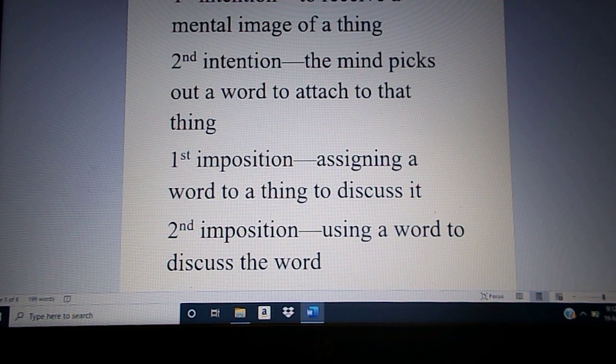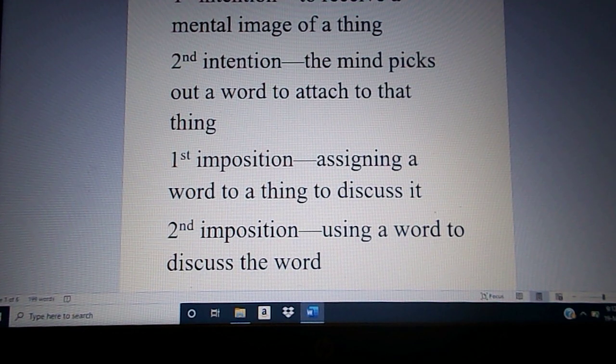Second imposition is using a word to discuss the word. So much later on, when we start thinking in terms of analyzing language itself, then we might move to a second imposition. So if I have the idea of a cat, right, my first imposition would be to assign the word cat to that furry thing out there in the world. But second imposition would be my use of words to refer to the word cat, C-A-T.